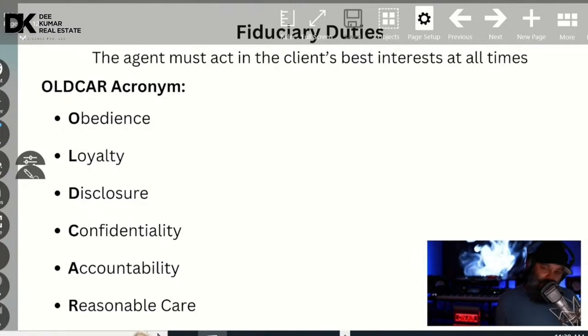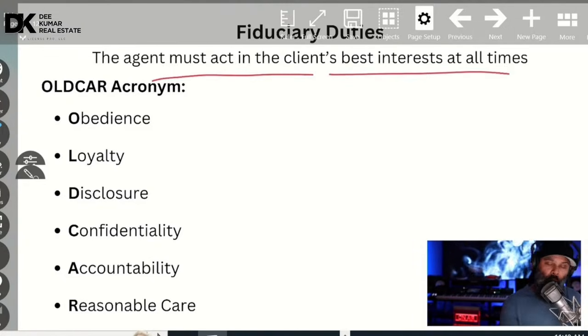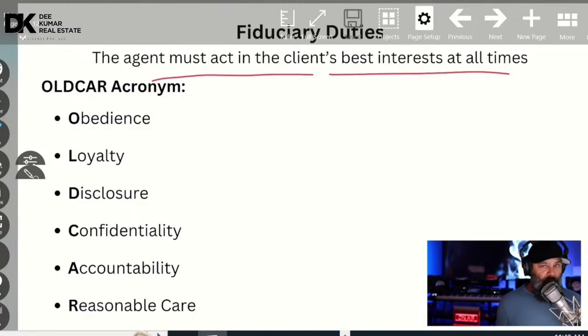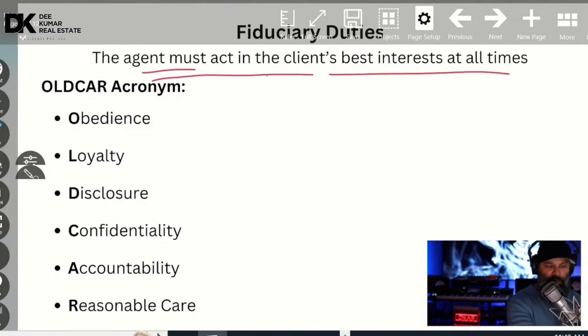One way that we can memorize them is this acronym called OLD CAR. Remember, the agent must act in the best interest of the client at all times. As a matter of fact, breach of fiduciary trust is a tortious claim that somebody can allege if their agent violates any of these in some way. So: obedience, loyalty, disclosure, confidentiality, accountability, and reasonable care. These all make up OLD CAR, or the fiduciary obligations or duties. Now, this is what's owed. The agent owes this to the client. So you want to remember that.